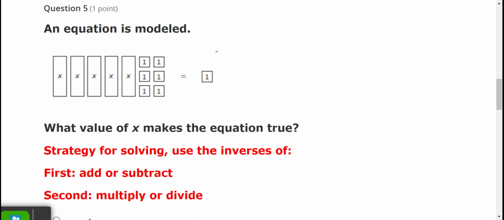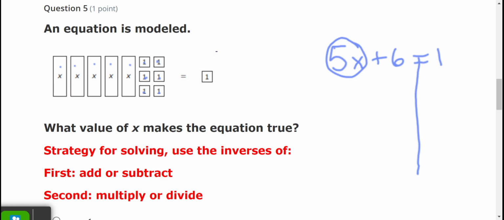Question number 5. So we have 1, 2, 3, 4, 5x, and then we have 1, 2, 3, 4, 5, 6. And they are positive, so we're going to add 6. That is equal to 1. So now that we have our model, we're going to start solving. Here's our variable, so we're going to leave that to the last part.